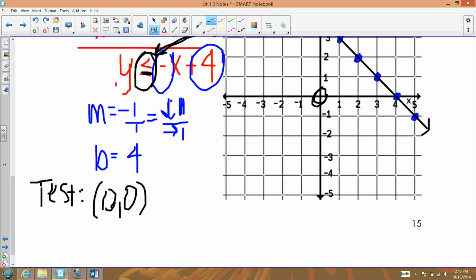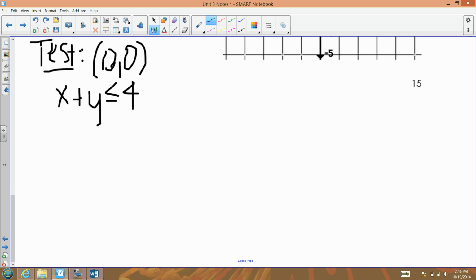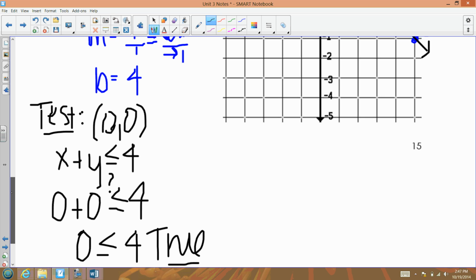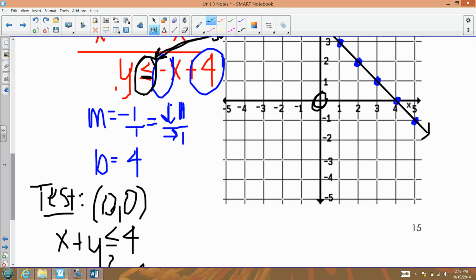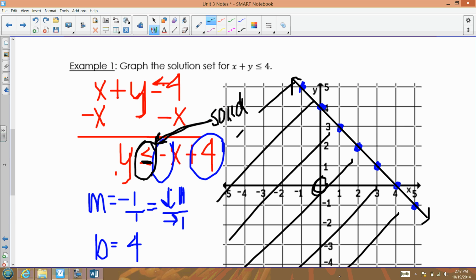So my original inequality was x plus y less than or equal to 4. So when I plug in, I have 0 for x, 0 for y, is less than or equal to 4. I'm trying to see, is this really a true statement, which is why I put the question mark above the sign. So 0 is less than or equal to 4. That is a true statement. So that means I want to include 0, 0 in my solution. You want that point to be in your solution, so that means your shading is going to go over 0, 0.